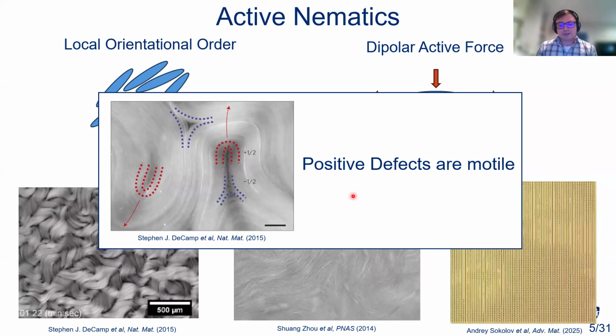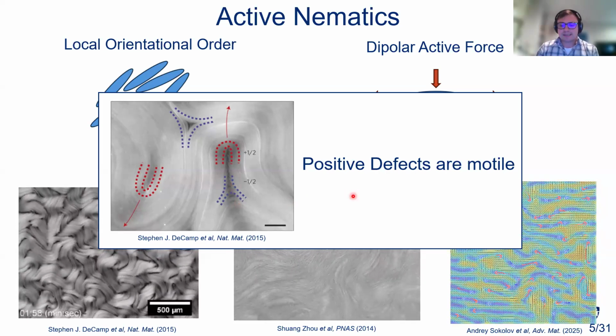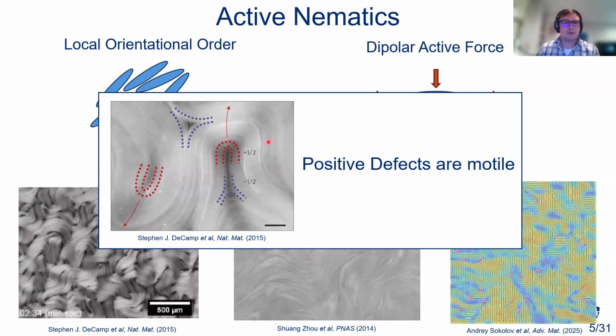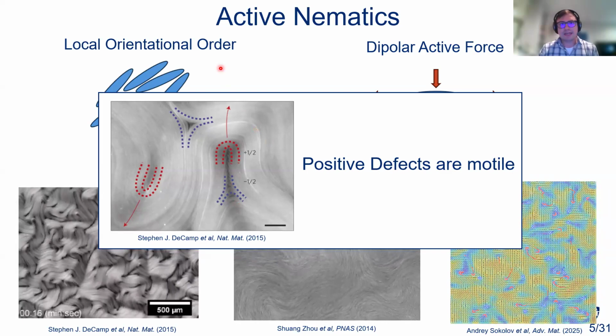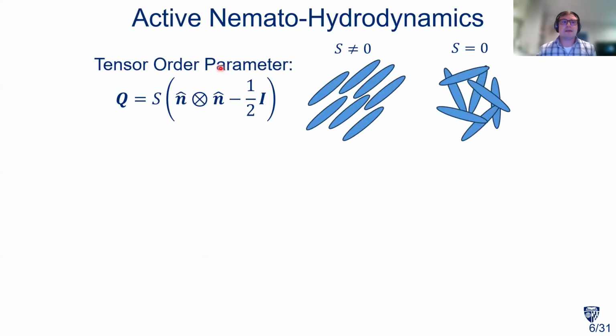Okay, so I'm a computational physicist. I want to model this system, and in particular, I want a model that has these two aspects of active nematics. So to do that at the continuum level, we have to keep track of two things.